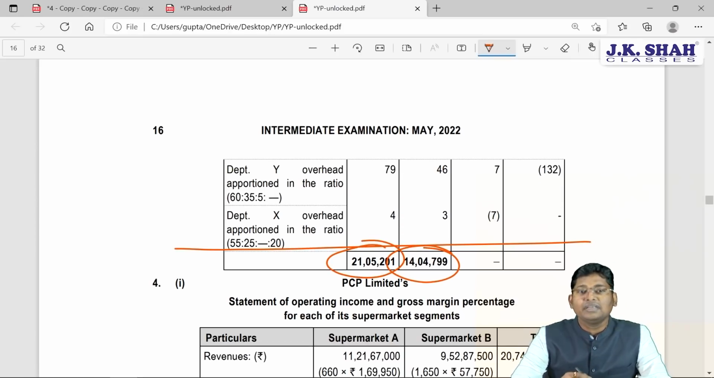The very time consuming sum of overhead we have just discussed. Hopefully you have understood all the concepts. Please revise this particular question before examination.